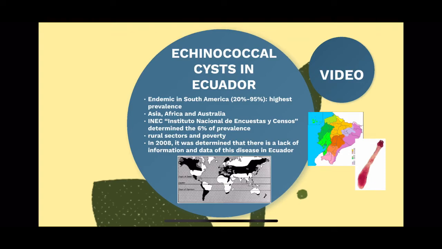Echinococcal cyst is endemic in South America, with a prevalence of 20%, but it can go up to 95%. That means that South America has the highest prevalence, but it can also occur in Asia, Africa, and Australia. In Ecuador, the INEC determined that this disease has a 6% prevalence and mainly occurs in rural sectors and in poverty. But in 2008, it was determined that there is a lack of data on this disease in Ecuador.